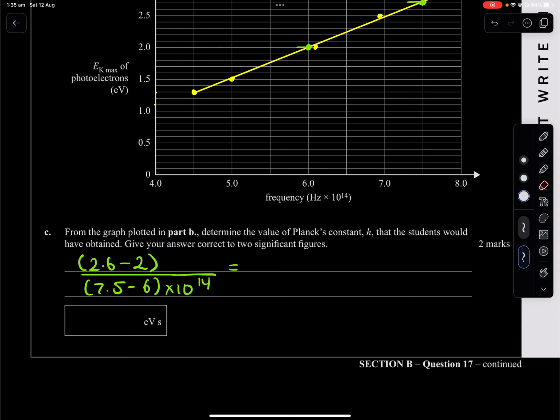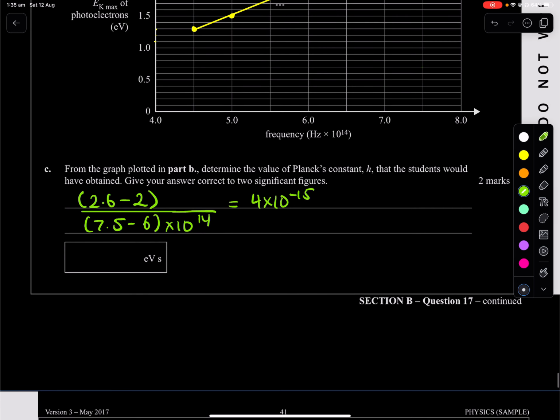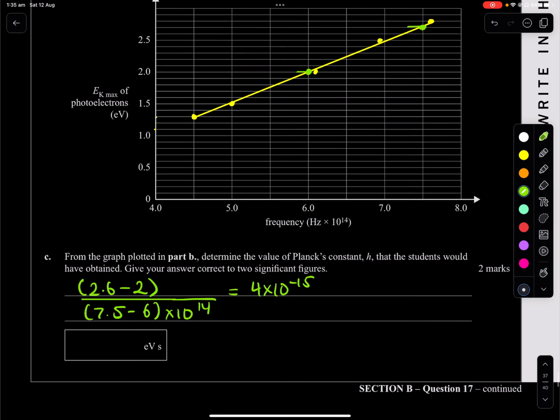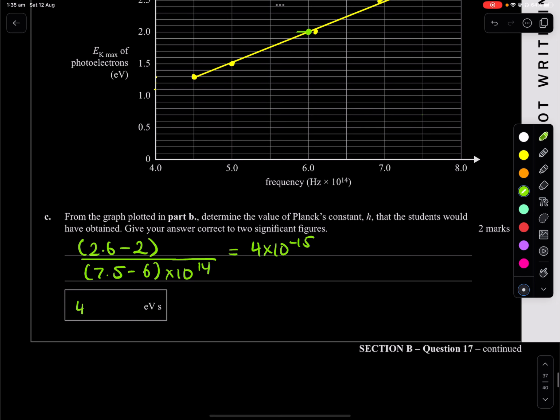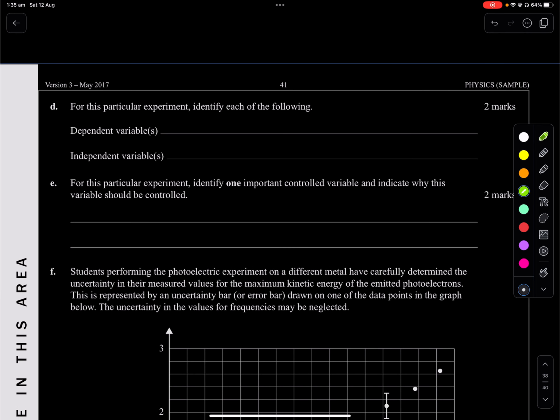Okay, so 2.6 minus 2.7.5 minus 6 times 10 to the power of 14. That gives you 4 times 10 to the power of negative 15. To 2 significant figures, that's going to be 4.0 times 10 to the negative 15. Done. For this particular experiment, identify each of the following.